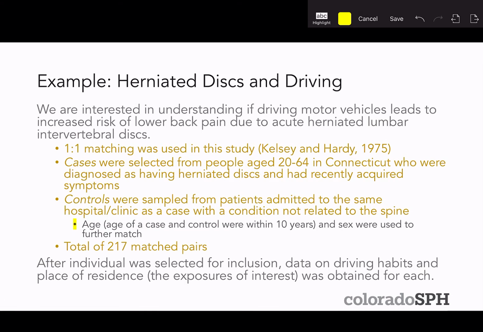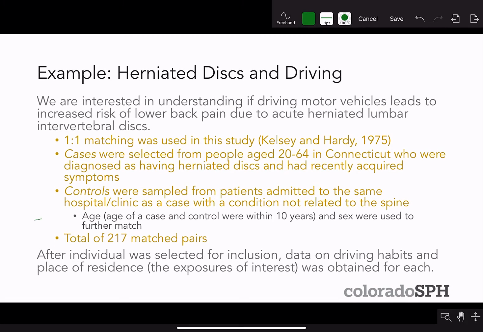And they were matched on age, they had to be within 10 years of the case, and sex as well. This resulted in a total of 217 matched pairs. And after an individual was selected for inclusion, data on driving habits and place of residence, which are the exposures of interest, were obtained as well.